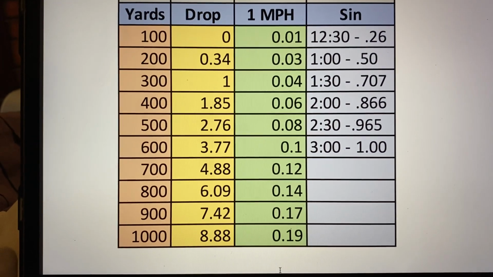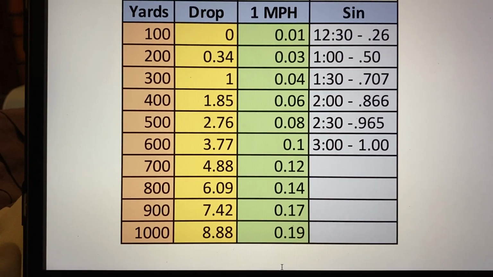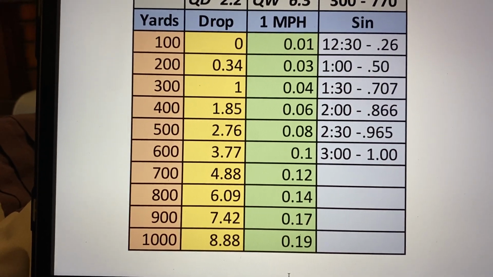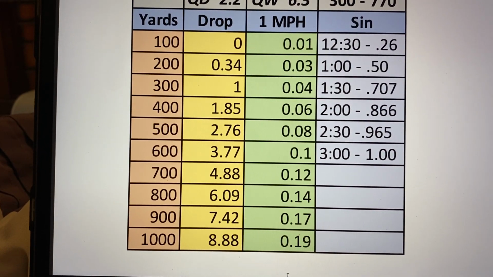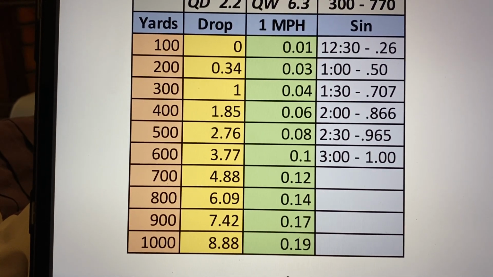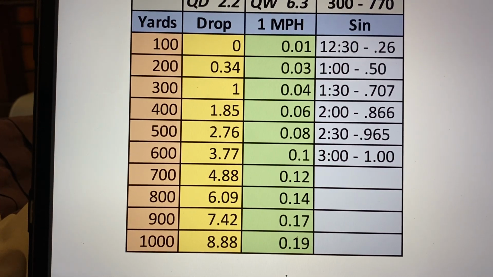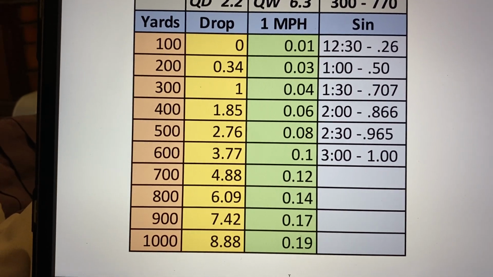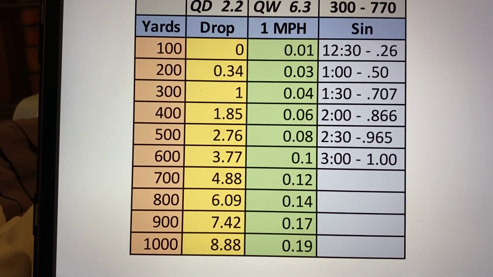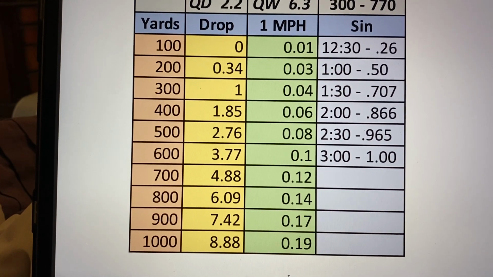So just an example, 600 yards, 10 mile an hour wind gives me 1 full mil. So if my wind is coming at 12:30, I'm going to multiply that by 0.25, which gives me a 0.25 mil hold. A 10 mile an hour wind at 600 yards, let's say it's 1 o'clock, that's going to give me, because we're dividing that in half, 0.50, a 0.5 mil hold. Same thing for 1:30 and 2.